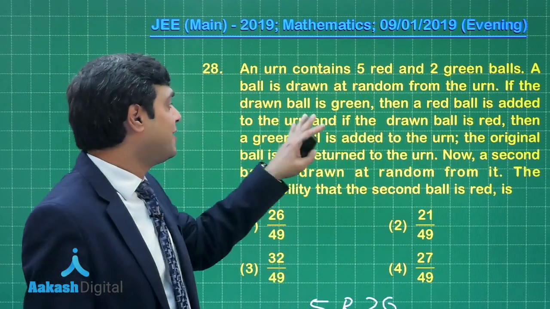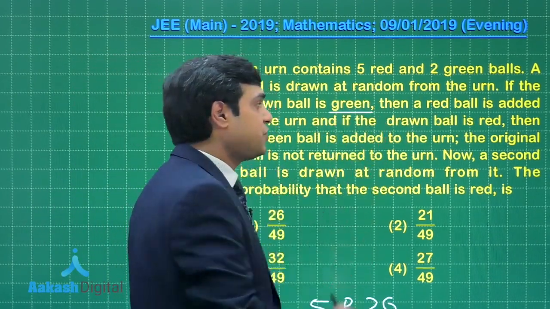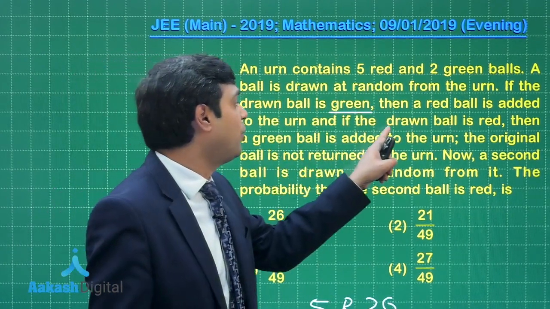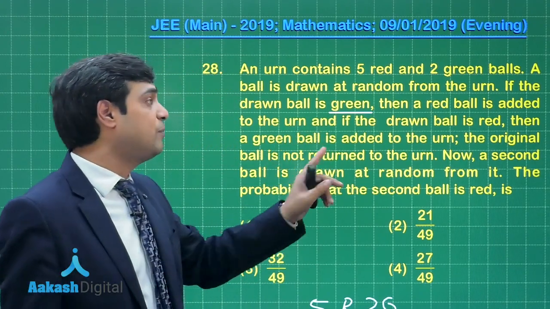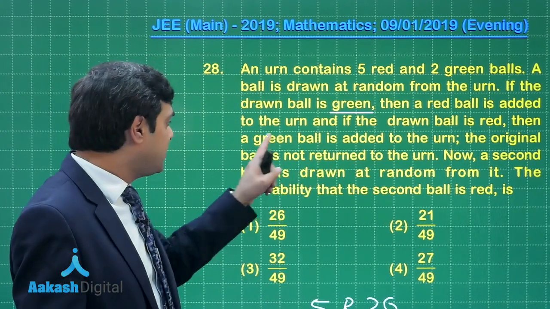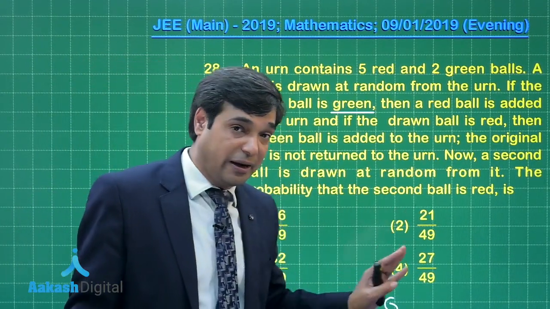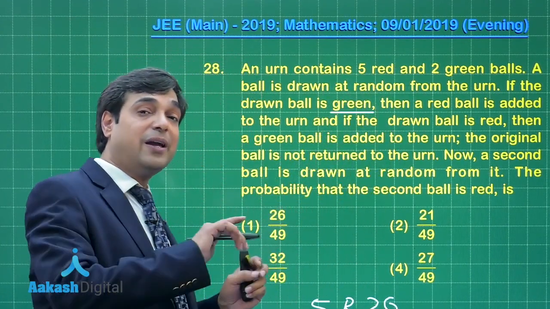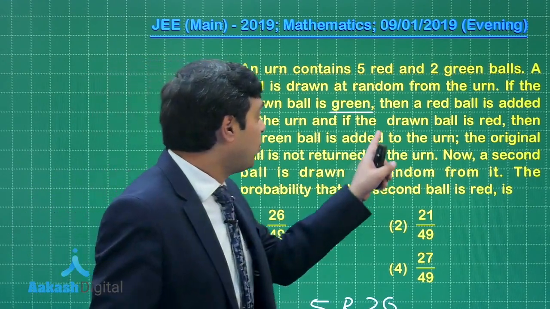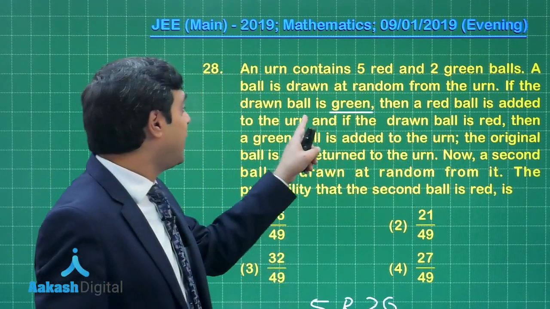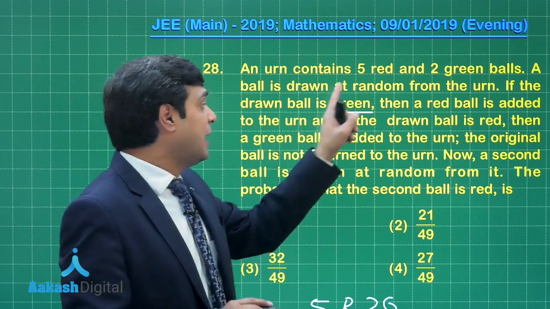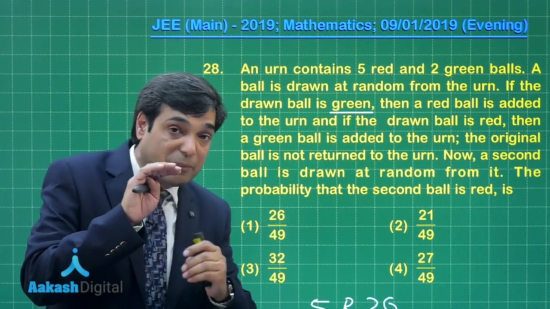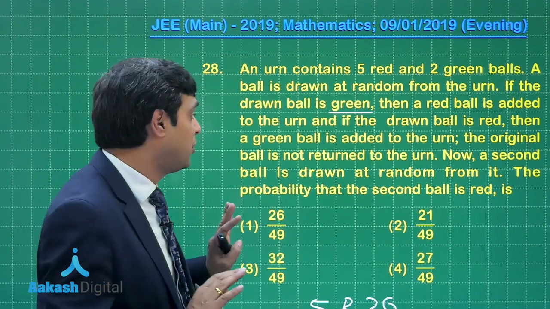If the ball which was drawn is green, then a red ball is added to the urn, and if the drawn ball is red, in that case a green ball is added to the urn. The original ball is not returned to the urn, meaning the total number of balls remains 7 after withdrawing and adding a new ball. So it says clearly a red ball is added if you are drawing green. If the drawn ball is red, then you will be adding green. So just add the opposite color ball to the urn.